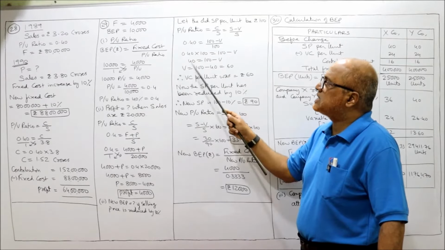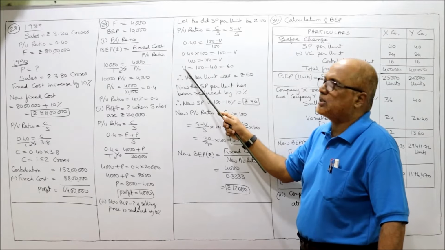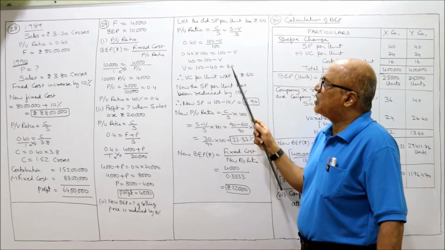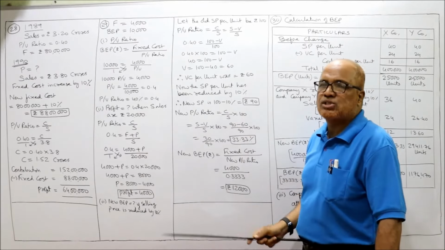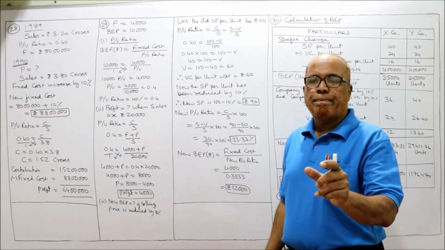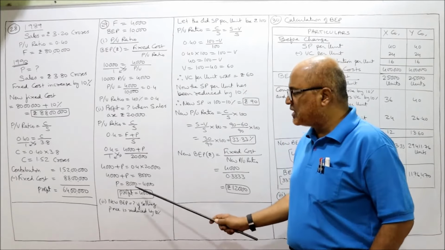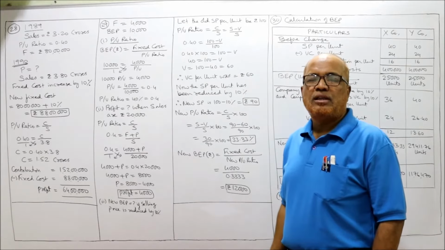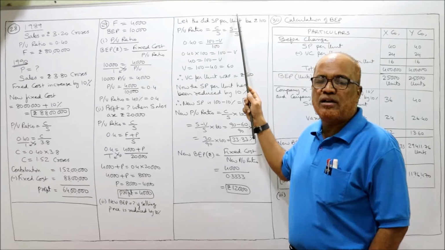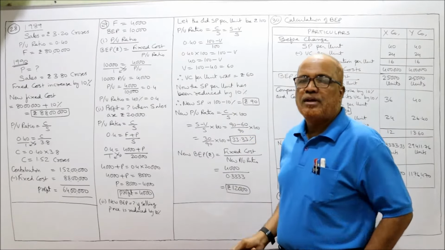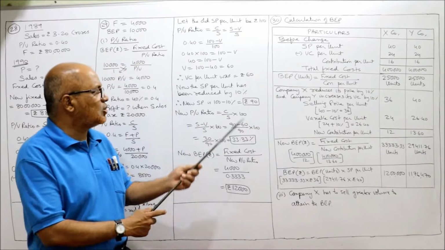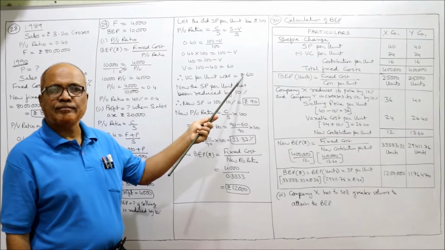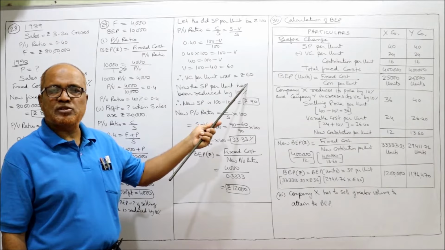Bring the V to the LHS. This minus V comes over and becomes plus V. V is equal to 100 minus 40. So V is equal to 60. Variable cost per unit is equal to 60. In simple words, before the selling price change, the selling price was 100 and the variable cost was 60. When the selling price is 100 rupees, the variable cost will be 60 rupees.